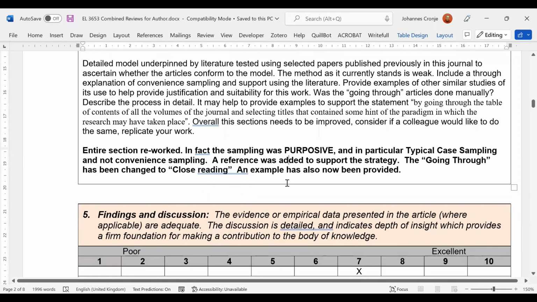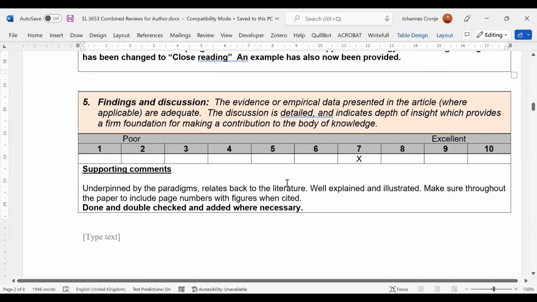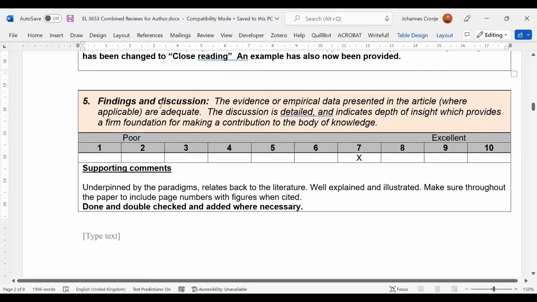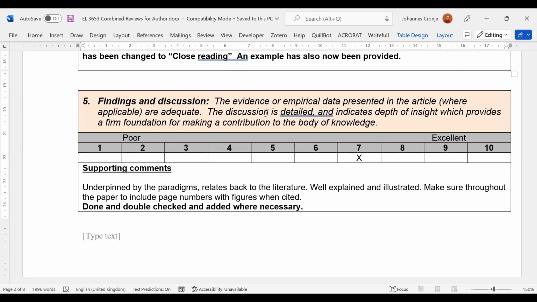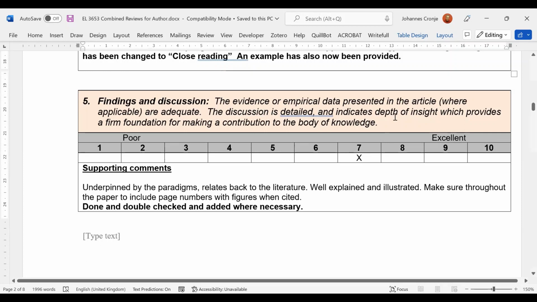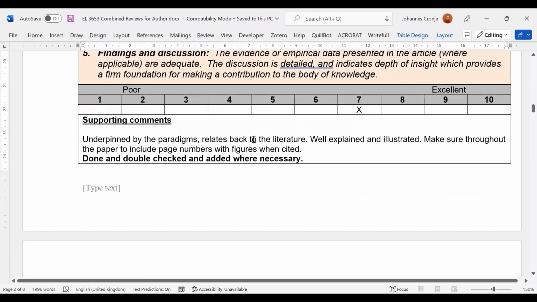And you'll see that later. So now we come to the findings and discussions, and the reviewers must tell the editor, is the evidence or empirical data presented in the article adequate? And they want to know, is the discussion detailed, and does it indicate the depth of insight which provides a firm foundation making to the contribution of the body of knowledge?